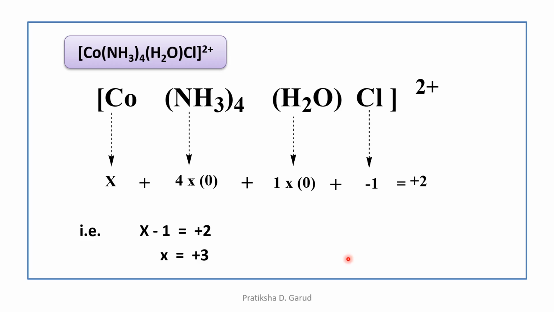That is cobalt +3. So these are the various examples in which we are getting how to find out the oxidation number or the oxidation state of the central metal atom or the ion.